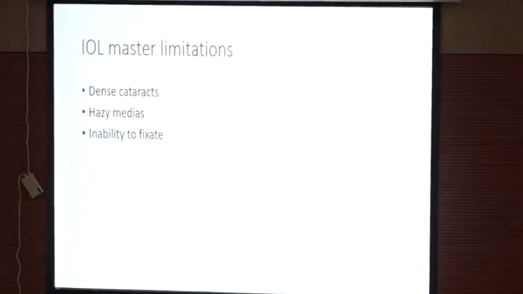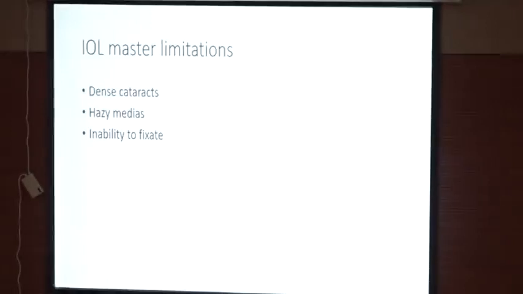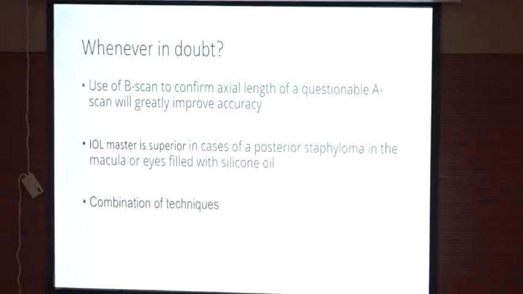So the IOL master, however, has its own limitations in dense cataracts, in hazy media, and in patients who are unable to fixate. It does not give very accurate readings, or sometimes it does not give a reading at all. So whenever in doubt, we can use a combination of techniques. B scan can be used to confirm the axial length if you have a questionable A scan, which can improve the accuracy. The IOL master is superior in cases of posterior staphyloma and in cases of silicone-filled eyes.